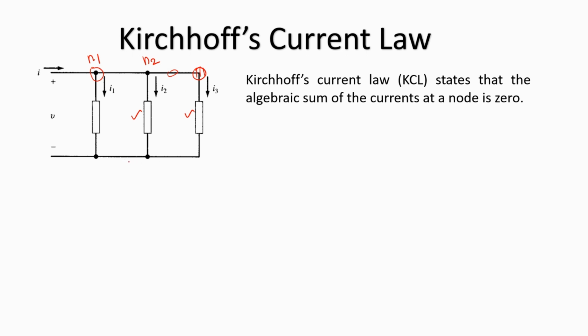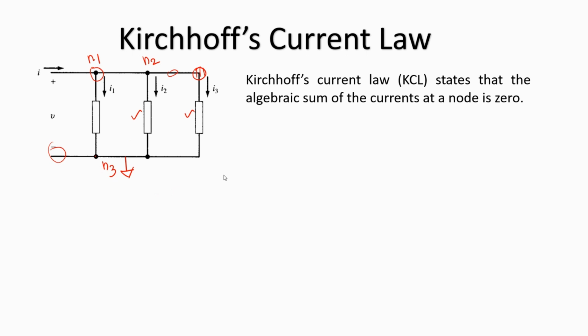Now, let's come to this side of the circuit. Here, all three components are connected to a node, which would probably be grounded or connected to the negative terminal. So that would be called N3. So there are essentially three nodes in this circuit.